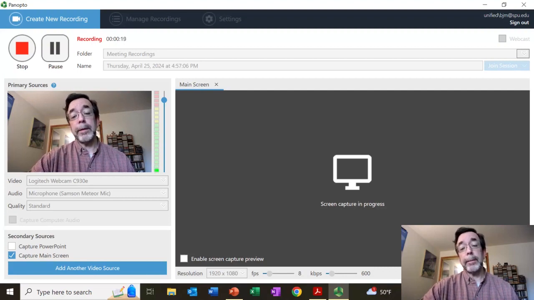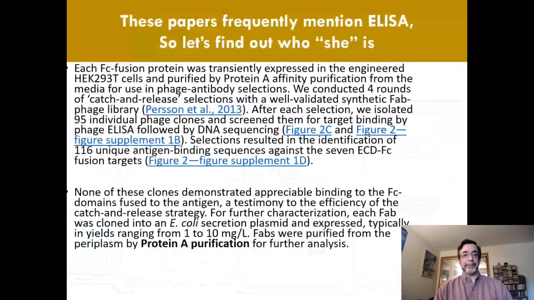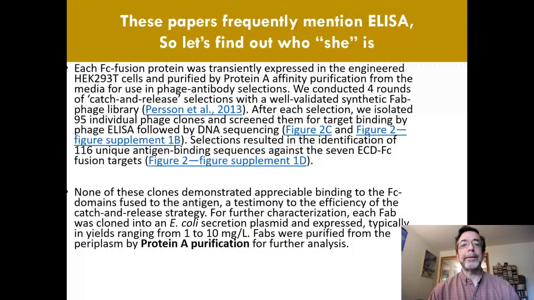In fact, it started with a particular question about ELISA. And that seems like a name. They use it a lot. Let's find out what ELISA is. If you look at their methods, you see there's a lot of things. You see that word ELISA right there in the middle there.